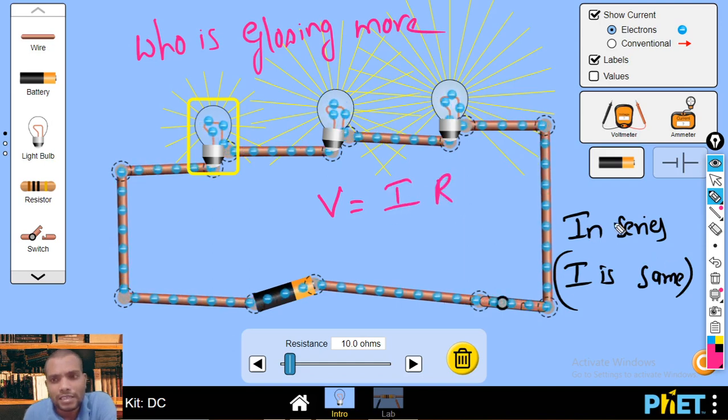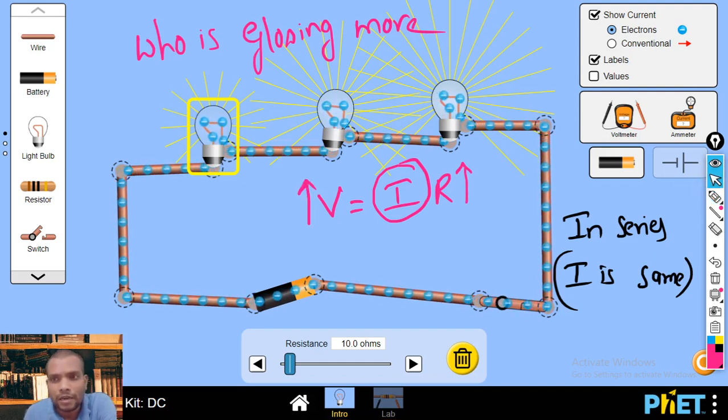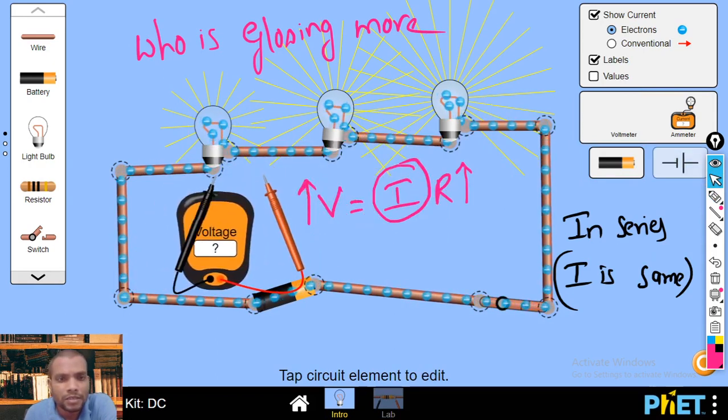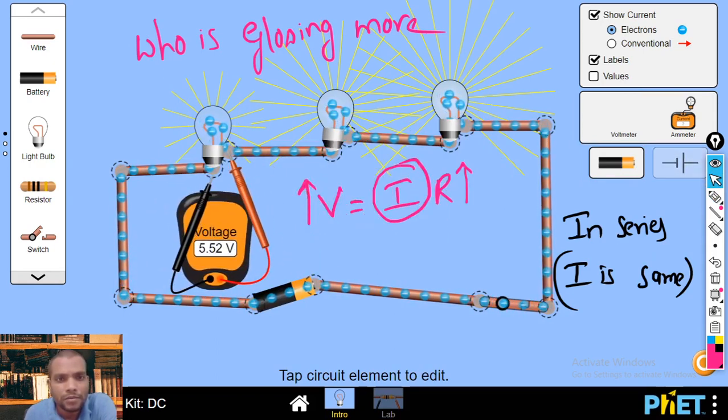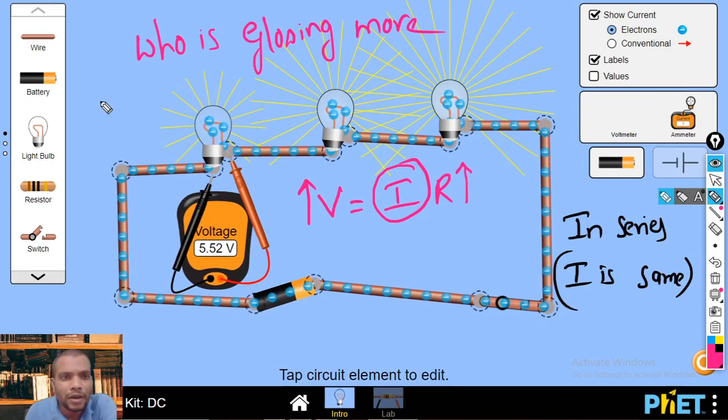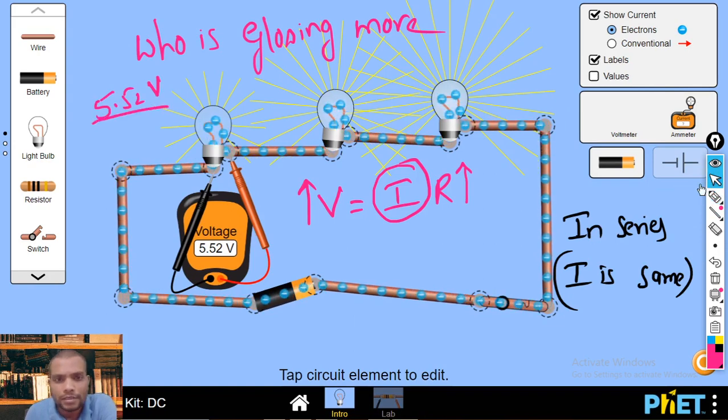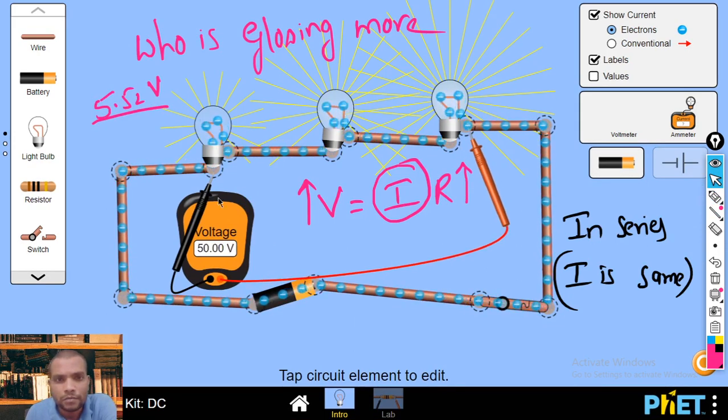In series, what is common? Current I is common at the first bulb, second bulb and third bulb. If I is common, and on the other side resistance increases, then on the left side the potential difference obviously increases. If I take the help of a voltmeter and measure the potential difference across the first bulb, it shows only 5.52 volts. And if we measure the same across the third bulb, what do you guess?